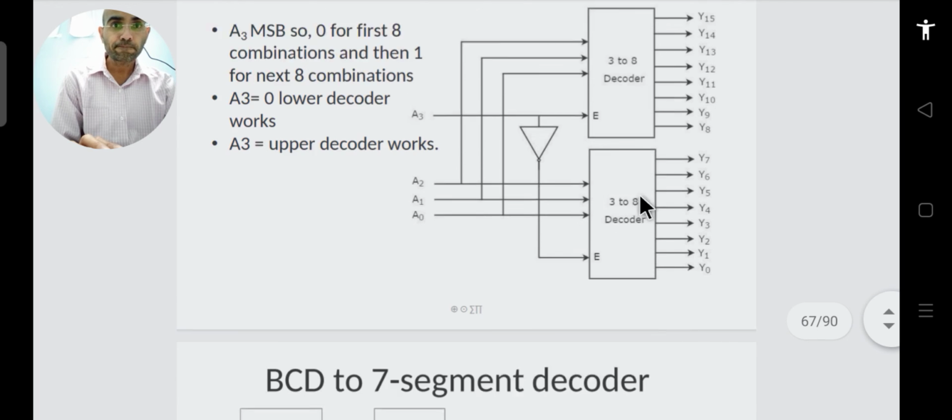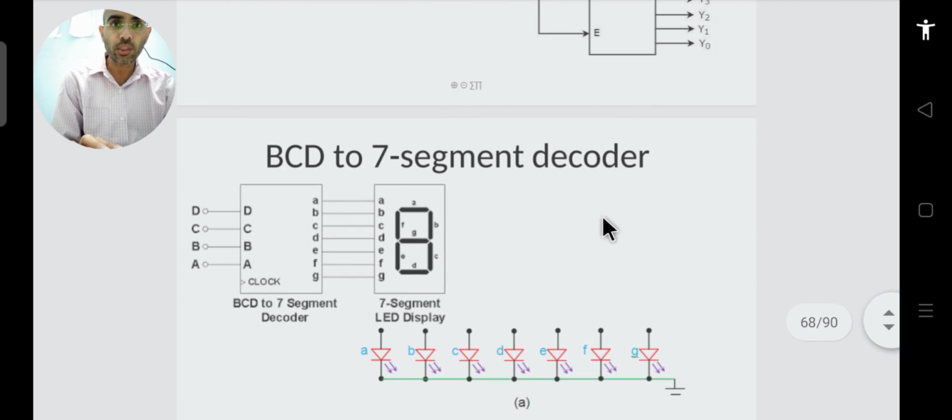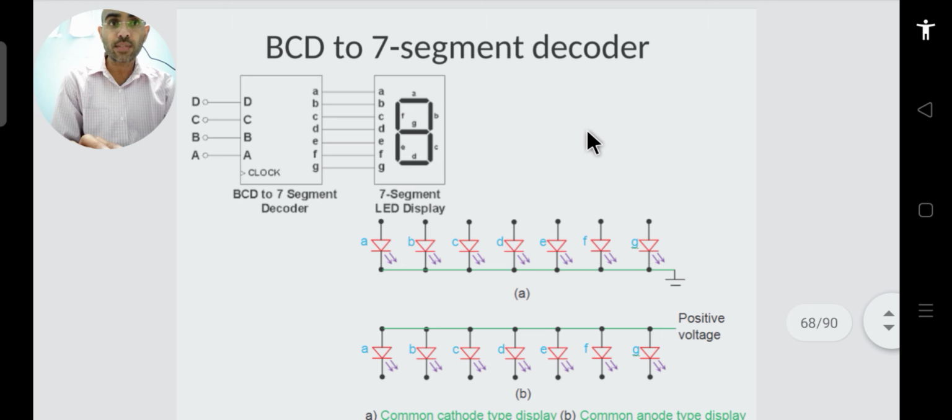Okay. Now moving on to another decoder, which is called the BCD to 7 segment decoder. In this decoder, we want to display a certain BCD number on a 7 segment display. To display this number, we use a 7 segment display. Why is this called 7 segment? Because there are 7 segments in this particular section.